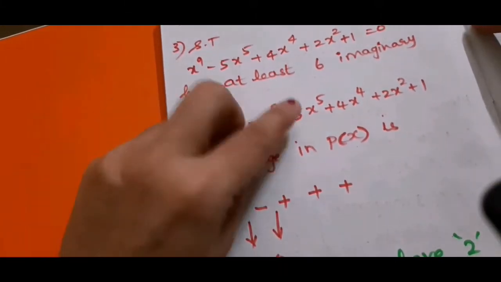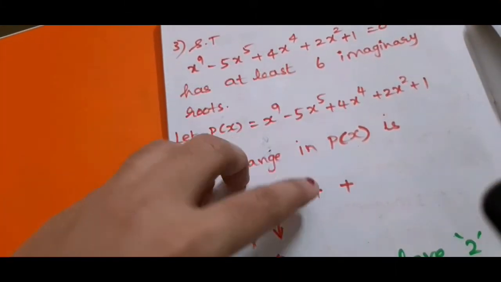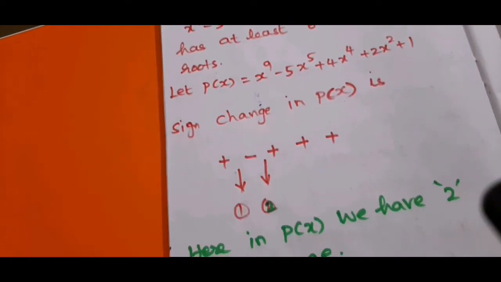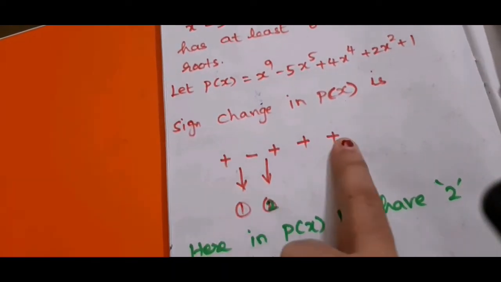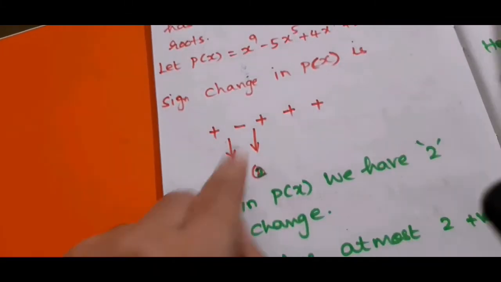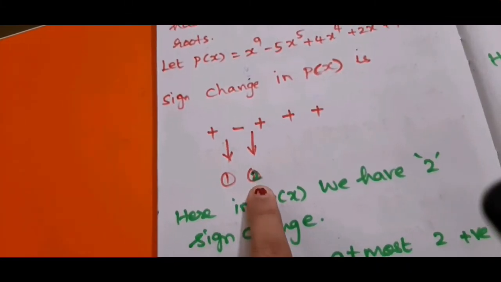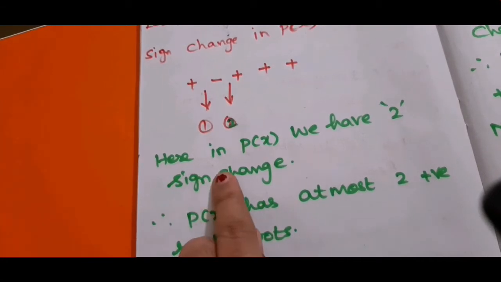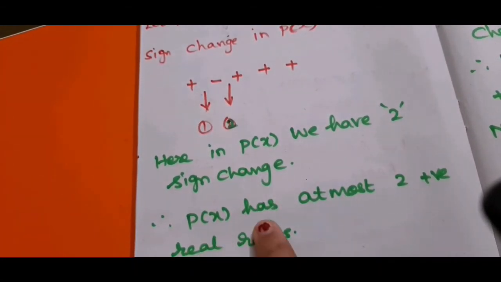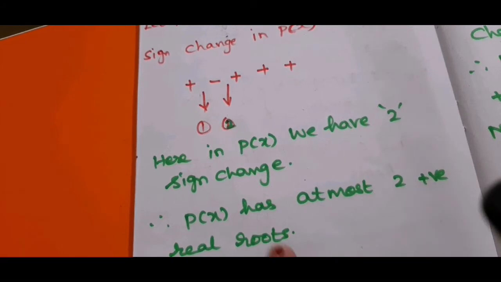Here positive, here negative, here positive, positive, positive, positive. So I have written the sign, only the coefficient sign I have to write. Here first sign change occurs. Here the second sign change occurs. Therefore in p of x we have 2 sign changes. Therefore p of x has at most 2 positive real roots.